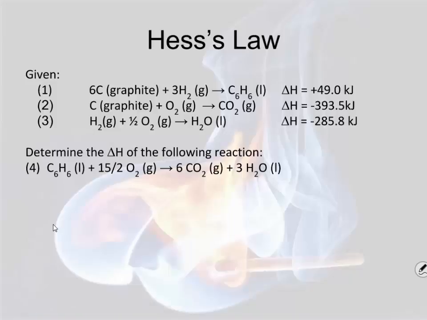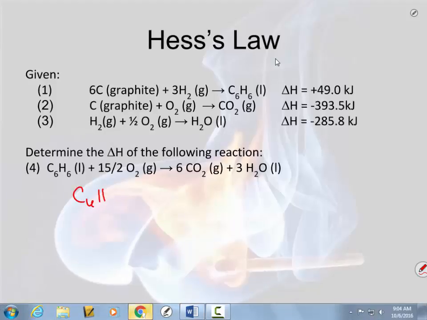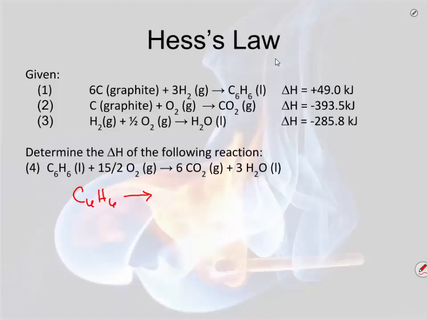So I'm going to start by looking at my first given reaction. Now if I notice, my C6H6 is on the wrong side. It needs to be a reactant down here, and right now it's a product. So I'm going to flip that reaction. So C6H6 goes into C6 plus 3H2s. Now because I flipped that reaction, I have to flip the sign of my delta H. So my delta H would now be negative 49.0. Okay, now I'm going to look at my next reaction.